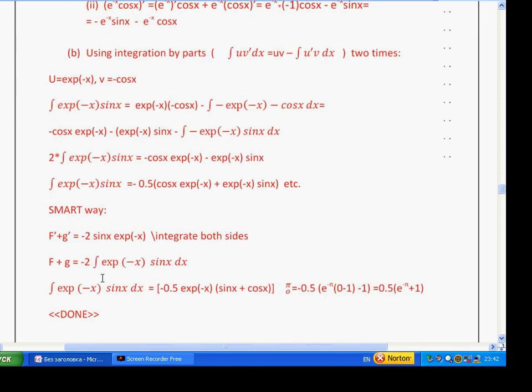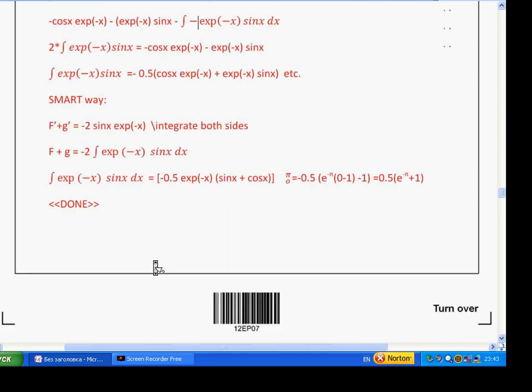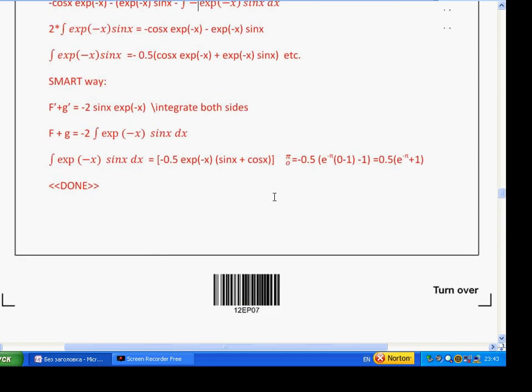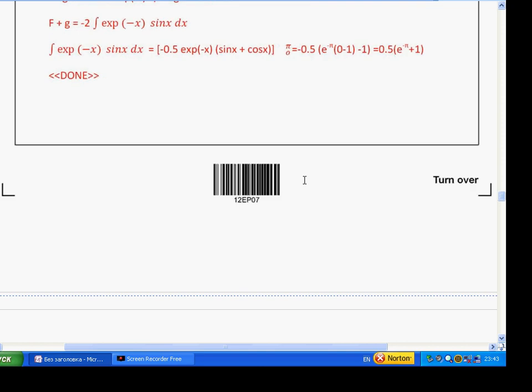Smart way. If we add the derivatives of these functions f and g, we will get minus 2 times the function that we should integrate. So we integrate both sides, and we have f plus g divided by minus 2. This is the expression for the integral of interest. So the question is done. Don't forget that it is a definite integral, so you have to find the value at the upper point and subtract the value at the lower point. So this is the result. Question is done.